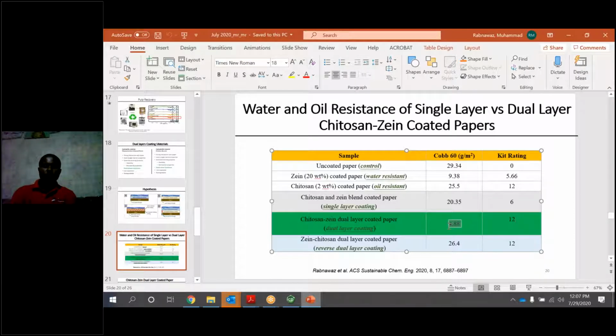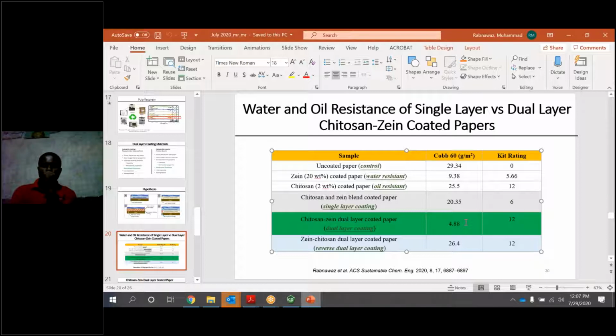But if you look into the Cobb value, it is something where you bring a certain amount of water against the coated paper, and measure how much water is absorbed by that paper in 60 seconds.